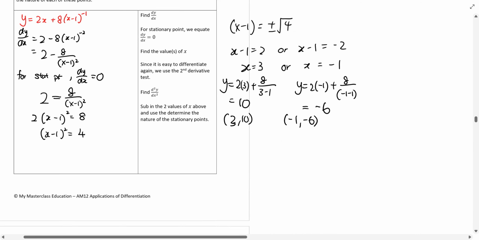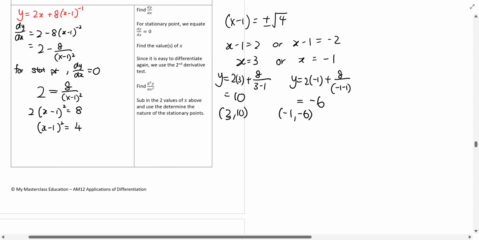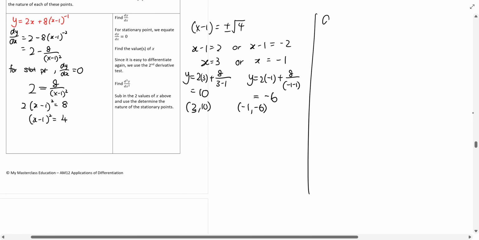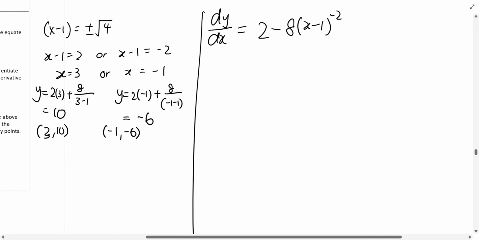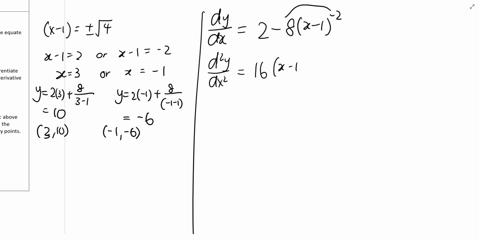Now, how to determine the nature of these stationary points? I need to use my second derivative test. Let me write down what is my dy/dx first. dy/dx is equal to 2 minus 8 open bracket x minus 1 power negative 2. Okay, that is from this part over here. So now I need to differentiate it again. Second derivative, d2y over dx squared is equal to power bring down, 16 (x minus 1) power negative 3, which is equal to 16 over (x minus 1) cubed.